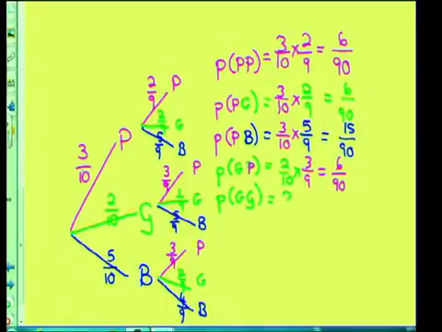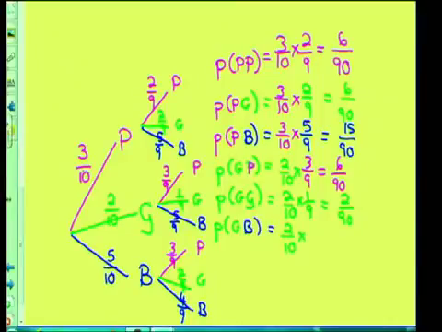Right, the next one is the probability of drawing a green and a green. And if we do that, it would be the 2 10ths times the 1 9th, which is going to be 2 90ths. Right, and then the next one is the probability of green with blue, which is equal to 2 10ths times 5 9ths, which is equal to 10 90ths.